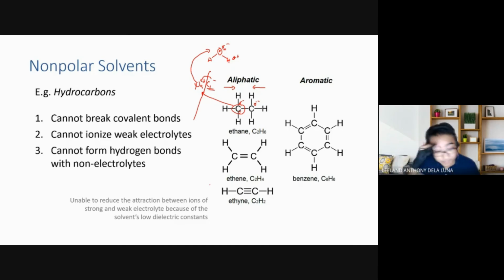Alright? Ayun. Kaya, class, again, ions and polar solutes cannot dissolve in non-polar solvents simply because the non-polar solvents do not have the capacity to pull the electrolytes or the attraction between the two molecules apart. Okay?